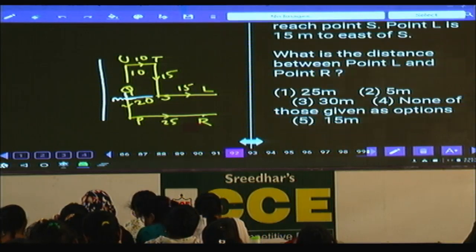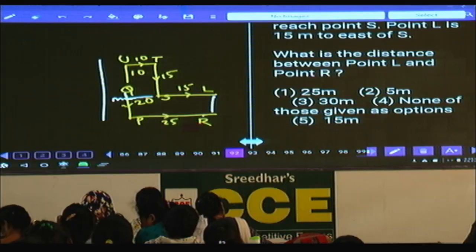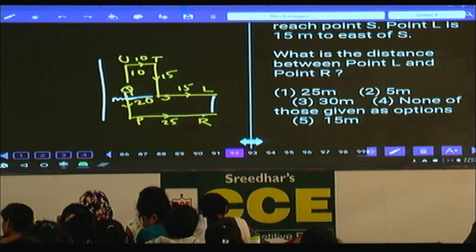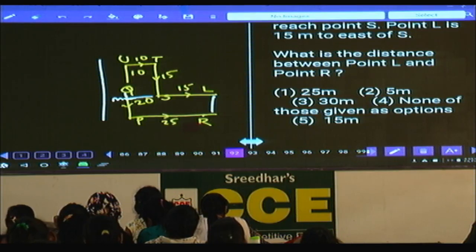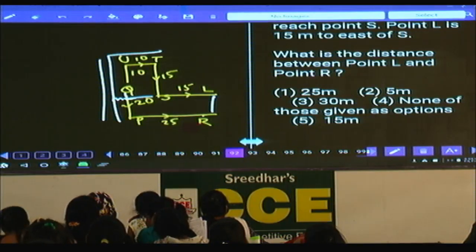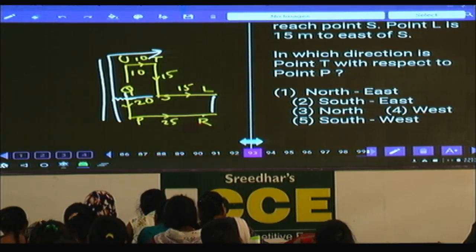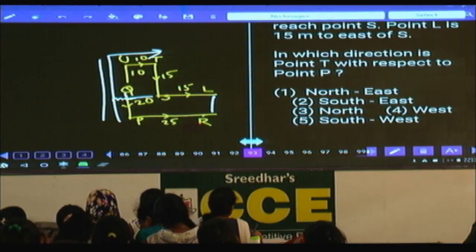Then next one. What is the distance between L and R? The distance between L and R is how much? 15 meters. Now 15, that is choice 5. And in which direction is T with respect to P? T with respect to P, from P here. Now this is north and east, northeast. Northeast, and it is again in which choice? Choice 1. And this is about 91 to 93.